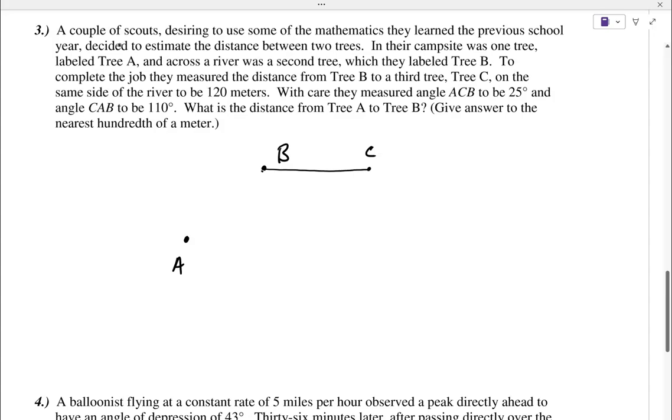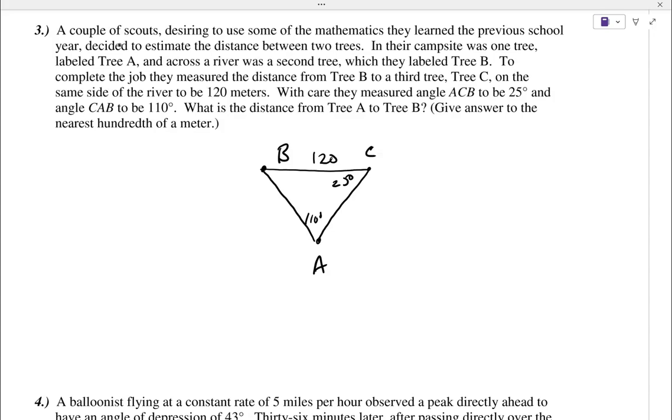I don't know why. Let's see AB. Oh, I guess I did not do a very good job of where I put my A. Given the size of the angle. Let me move my A. Sorry. ACB is 25. CAB is 110. And I said the measure of the B to C is 120. And I want to figure out the distance from A to B.